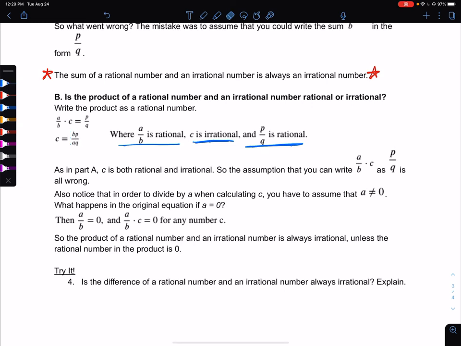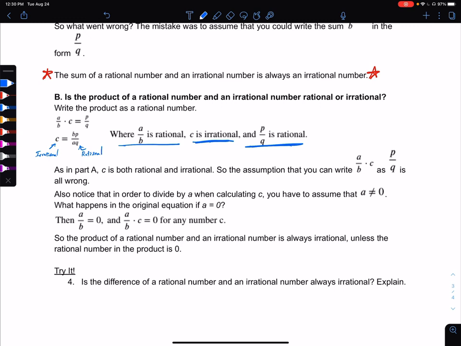So let's take a look at what we have now. As in part A, C is both rational and irrational. So here, we know that this is irrational. But here, if we're multiplying these integers, we know A and B and P and Q are rational. And we talked about this last example in example 3. A rational times a rational is going to give us a rational number.